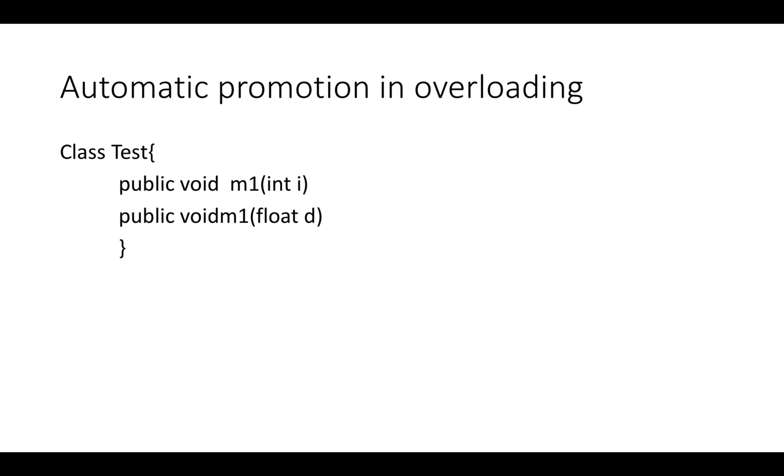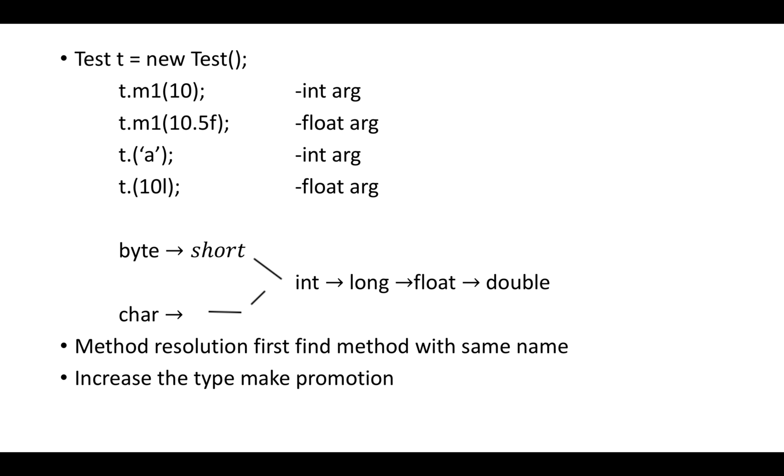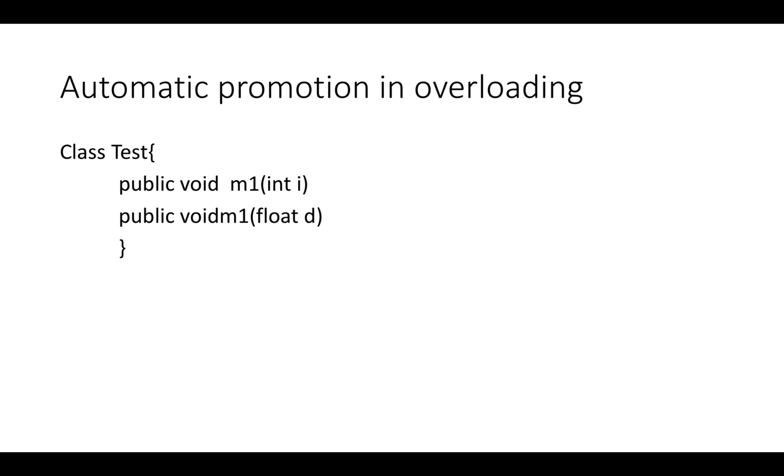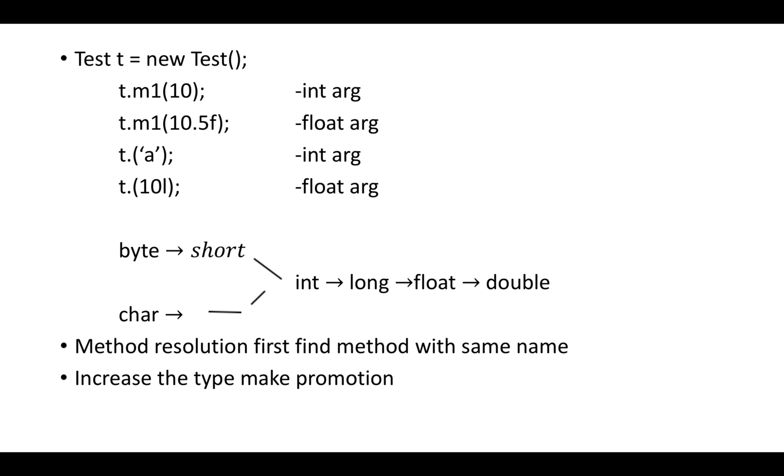So let me discuss automatic promotion in overloading. You can see we have two methods, m1 with integer and the second method with float. Whenever you execute with an integer argument, it will simply execute the perfect match, so the first method is going to execute. In the second scenario, it will execute the second method. But whenever you pass a character argument and we don't have any character argument, you can think that it simply throws an exception, but in this scenario it's not going to happen.